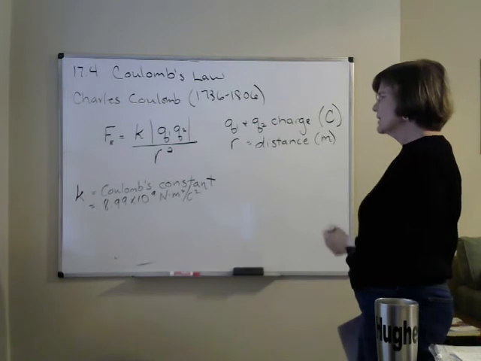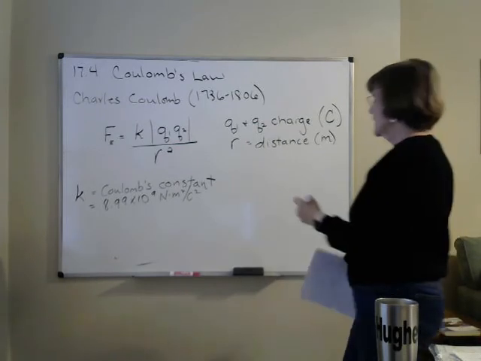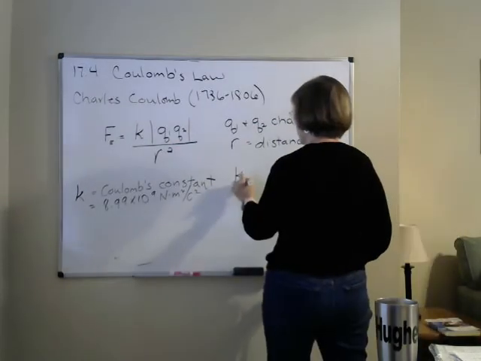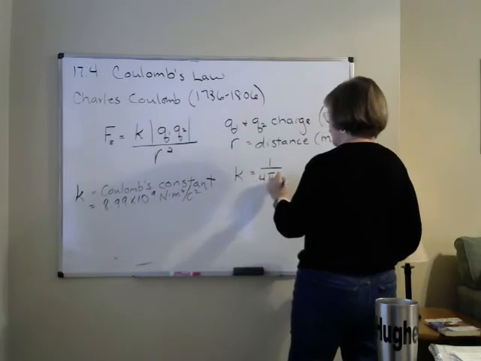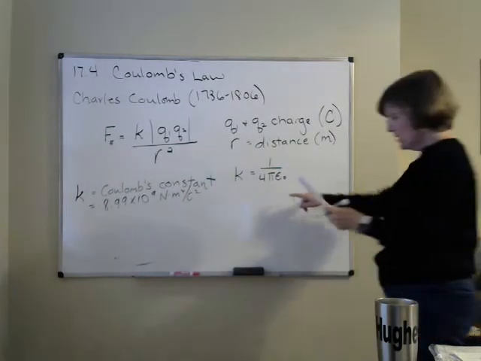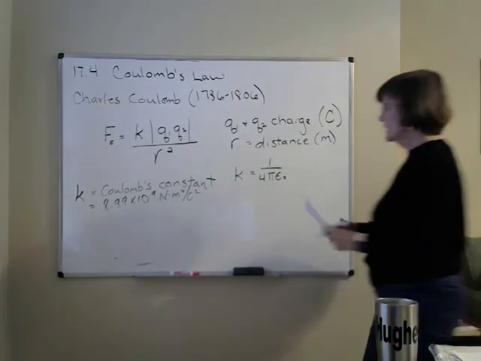K is also expressed a different way. K is equal to 1/4 pi epsilon naught. This is called vacuum permeability.